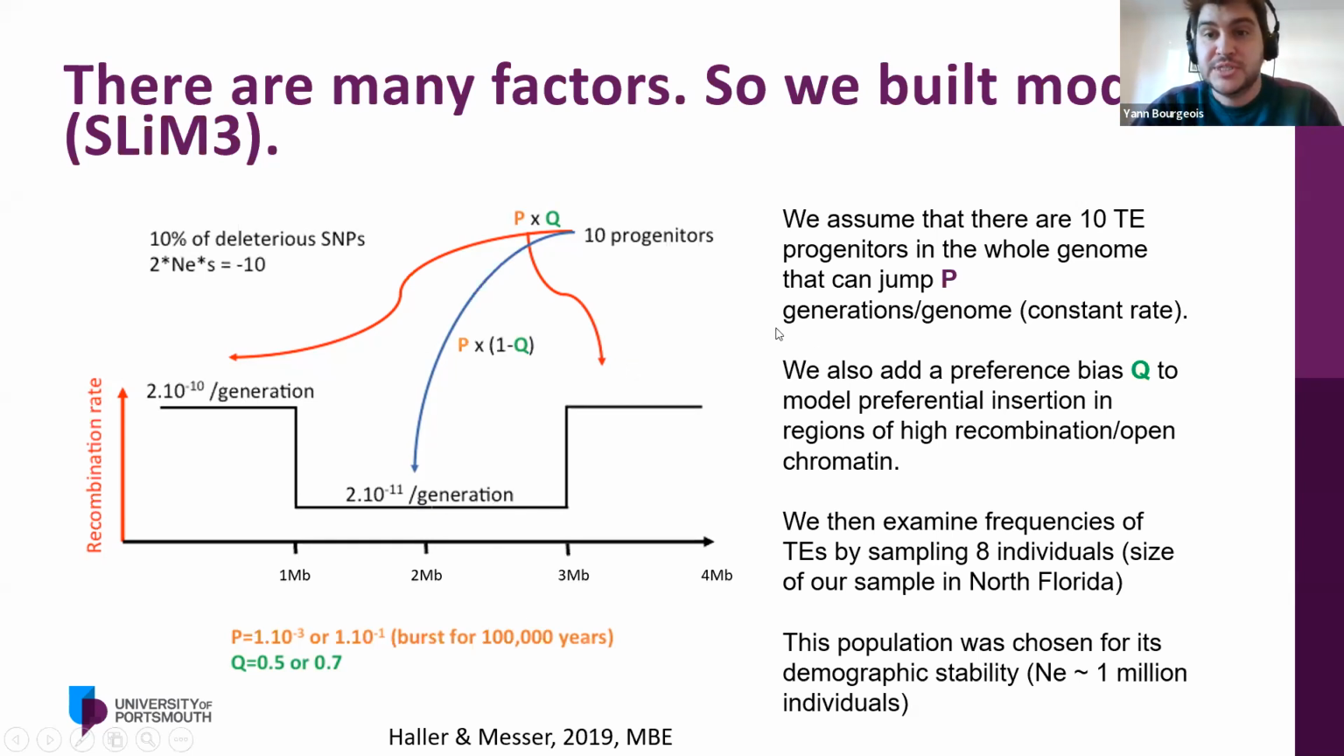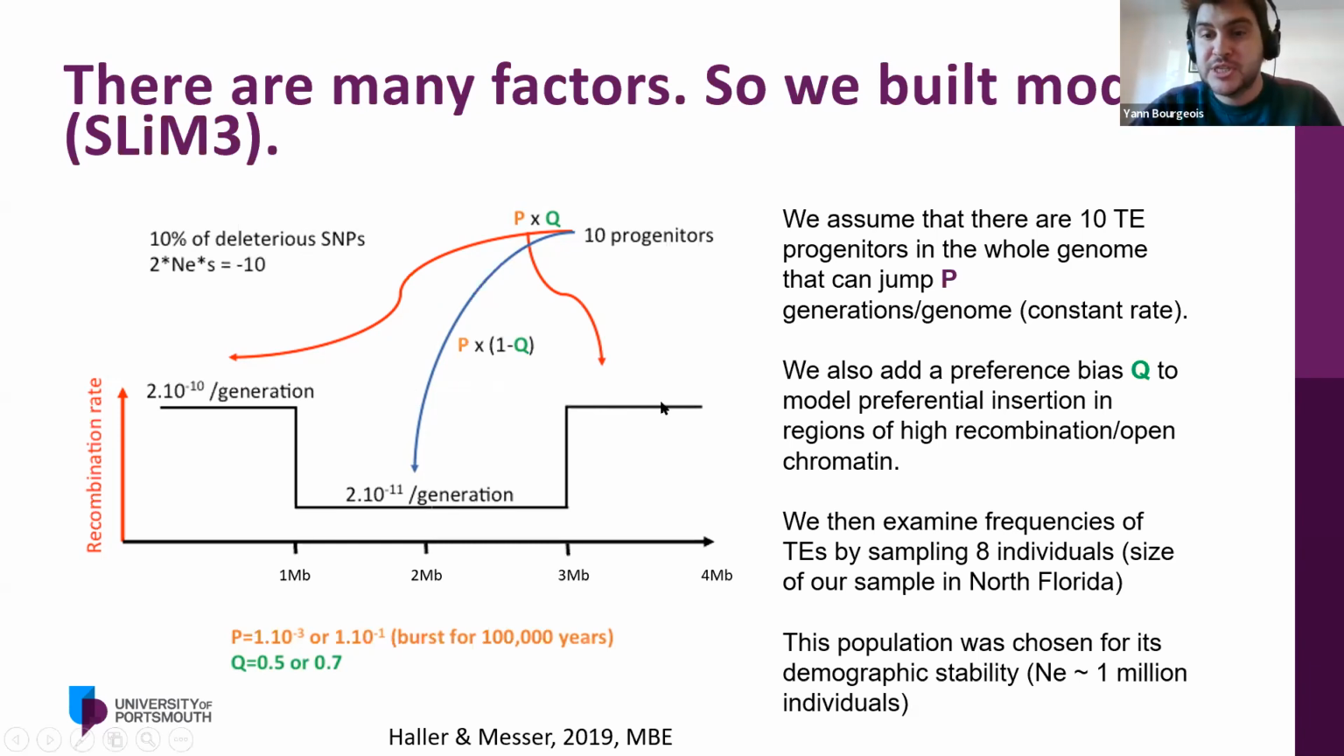And we generated simulations where transposable elements could burst a long time ago for 100,000 years, or they displayed constant transposition rates, and they displayed either no preference for some regions, like the regions of high recombination rates, or they actually did display preference for the said regions.